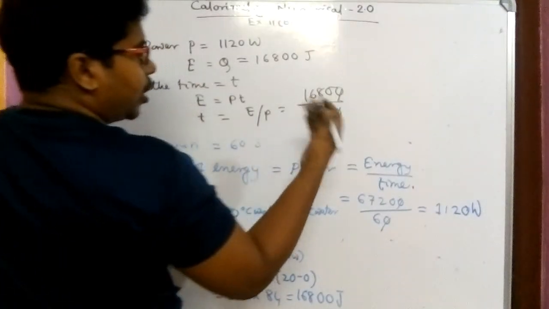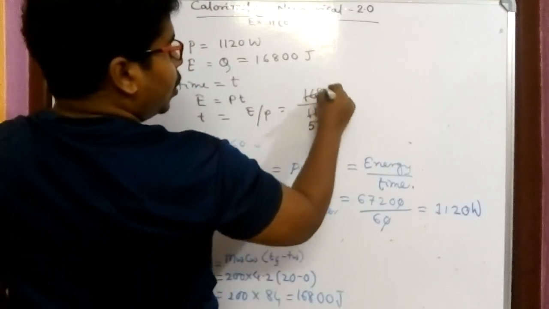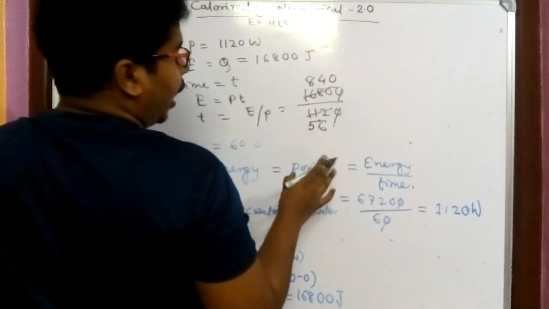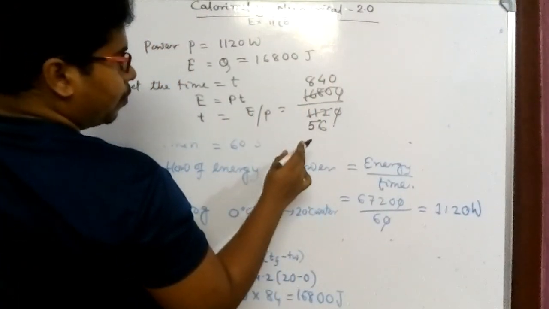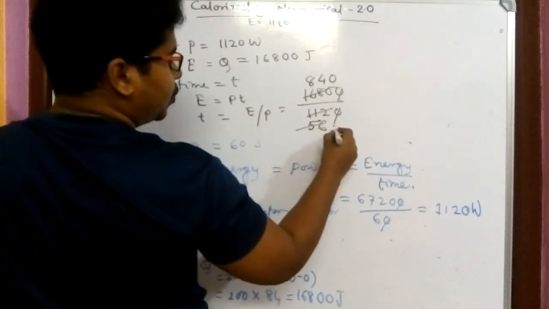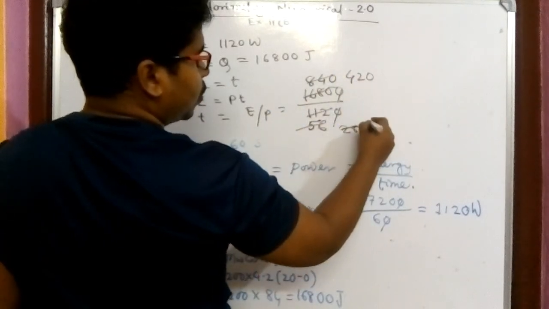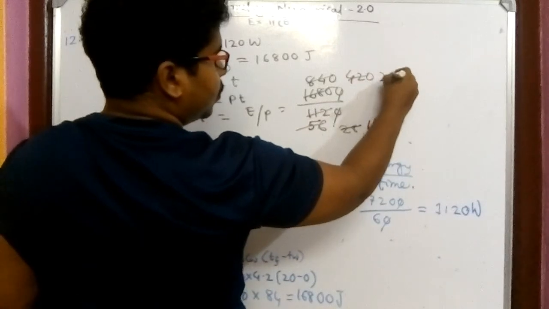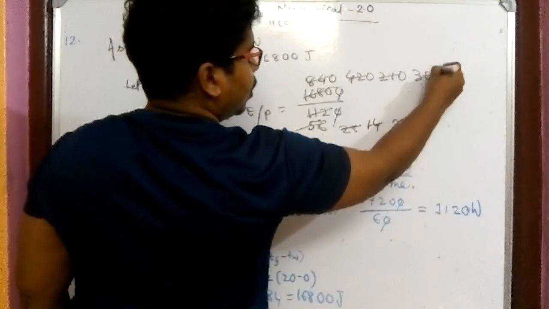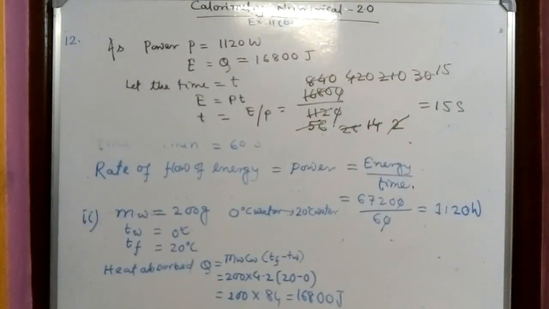Otherwise you can go step by step, dividing by 2 each time, and it comes to 15 seconds. Okay, our answer has come.